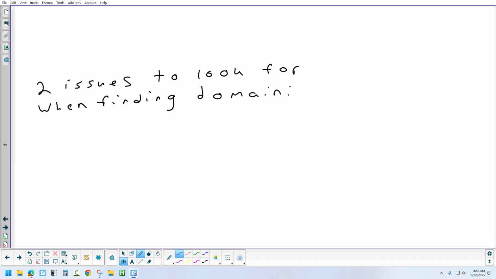Okay, first issue. In math, there's something we are not allowed to divide by. What is it that you can't divide by? Zero. Right, you can't divide by 0. So that's one of the issues: dividing by 0. So how could that happen?